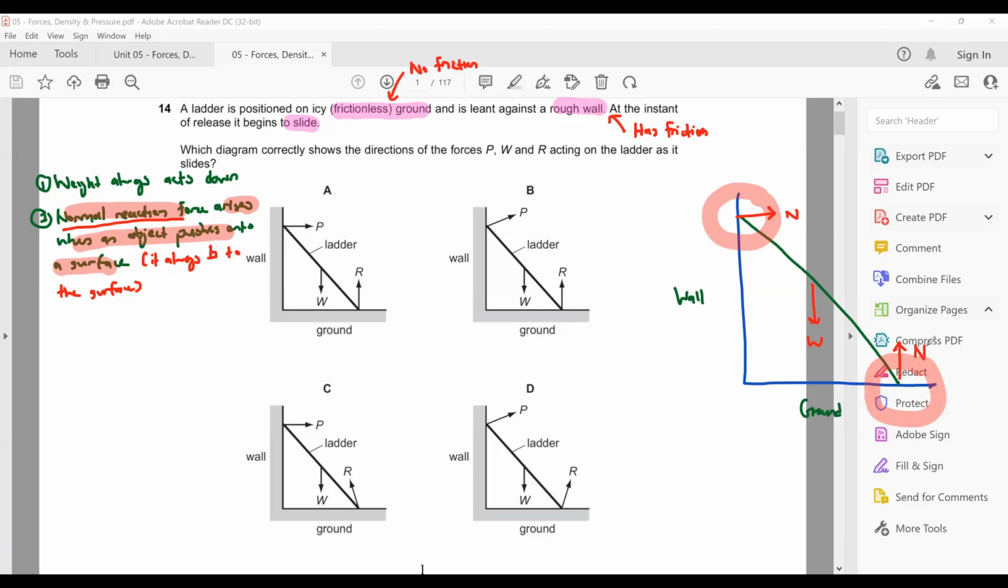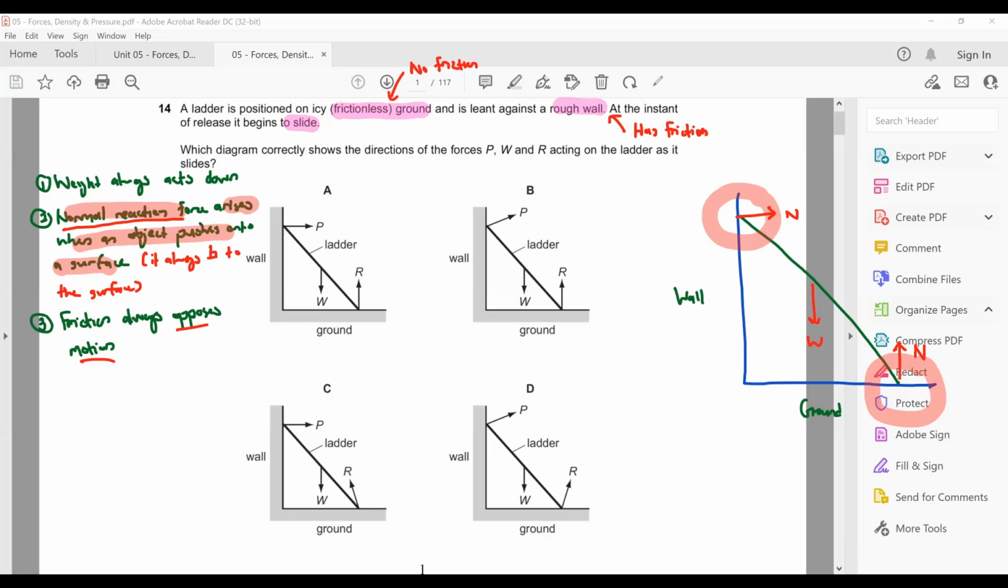Okay, so this is what's happening here. You identify the normal reaction force. And then the last thing I want to talk about is friction. Okay, so we learned already that friction always opposes motion. Okay, that is the main thing about friction.